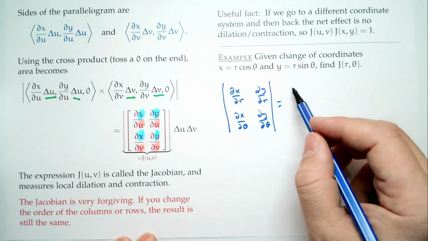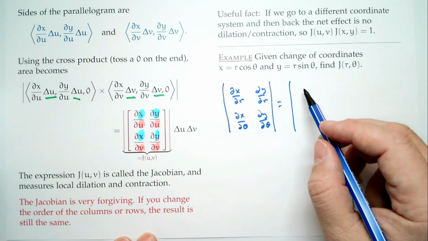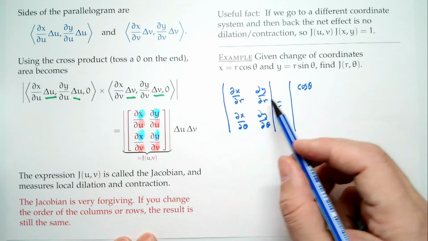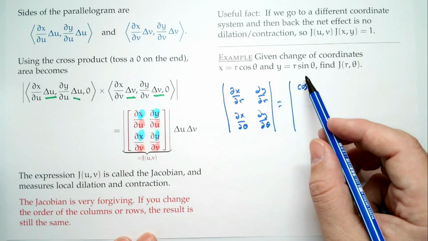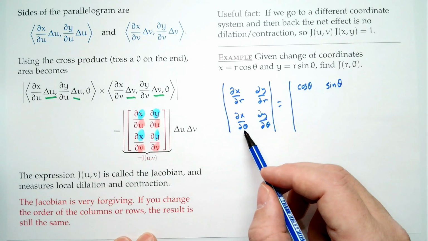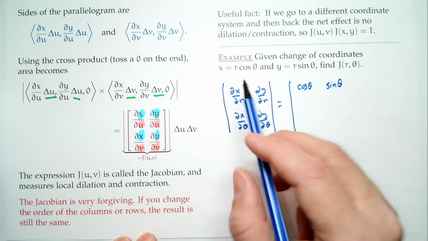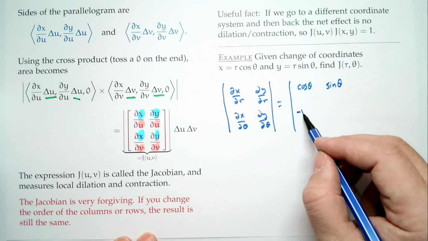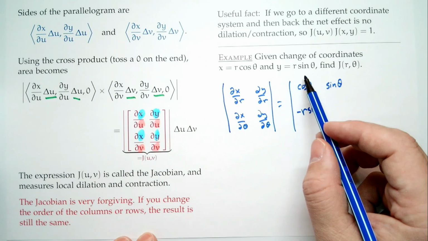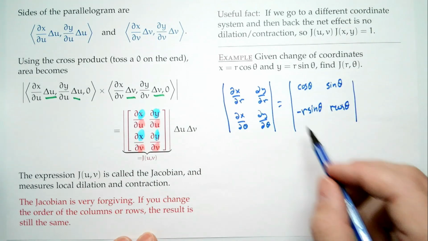All right, let's fill this up. What's the derivative of x with respect to r? It'll be cosine theta. What's the derivative of y with respect to r? Sine theta. What's the derivative of x with respect to theta? Negative r sine theta. What's the derivative of y with respect to theta? R cosine theta. So now I want to take this 2 by 2 determinant.